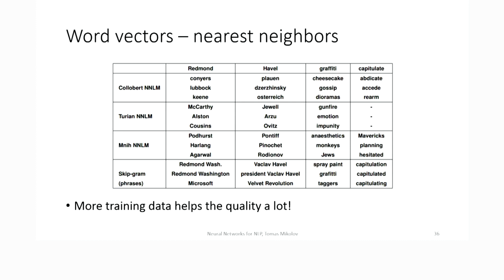And then there are examples of how it looks. If you look at the nearest neighbors, the difference between the models is of course huge. If you look at some less frequent words, like say graffiti, you can see that there are pretty big mistakes for all the models except the skip-gram that was trained on the largest data set.